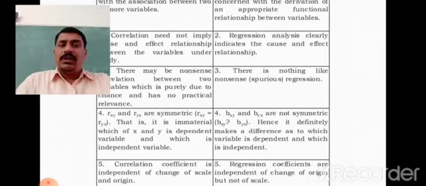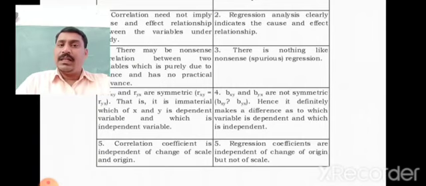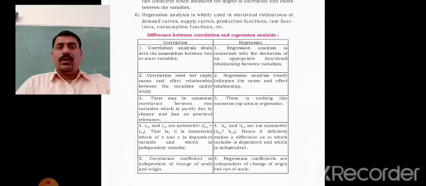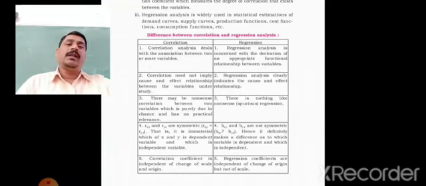And next, the correlation coefficient is independent of change of scale and origin, both. But the regression coefficient is independent of change of origin but not of scale. So in correlation, we can add or deduct any constant value to all the variables, and also divide or multiply by any constant value, but not in the case of regression analysis. There, we can only add or deduct a constant value to all the variables, but not multiply or divide.